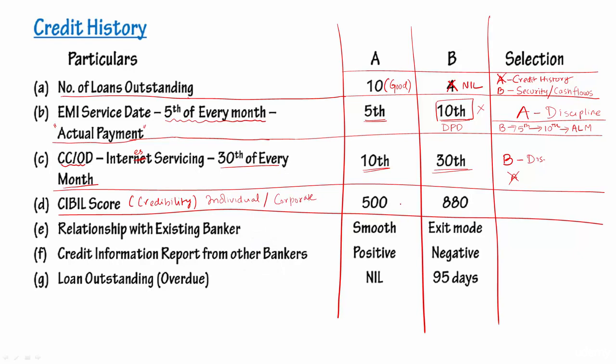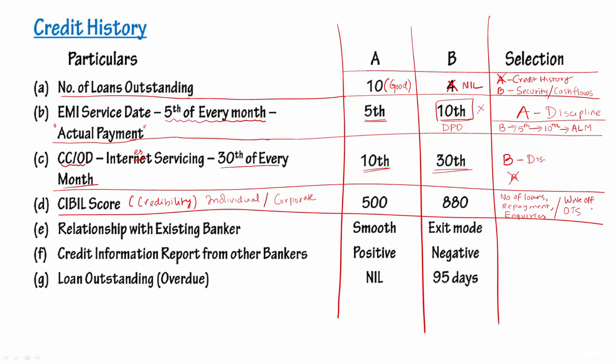Now, how is this CIBIL score arrived at? This CIBIL score is arrived at based on the number of loans, based on repayments, based on various loan enquiries made, right? Then based on write-off, loan write-off, then if there is any one-time settlement. So all those factors will go into the CIBIL score.